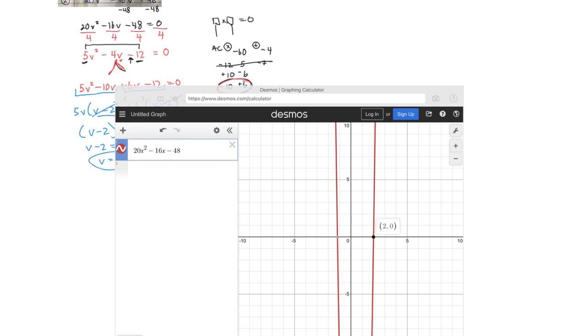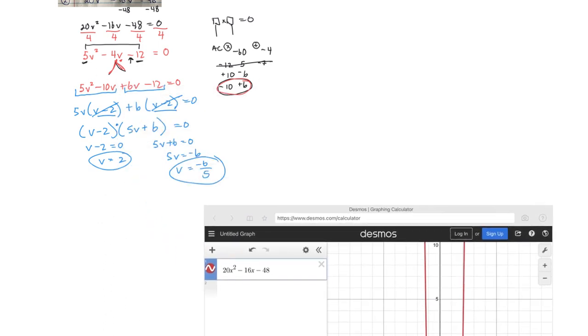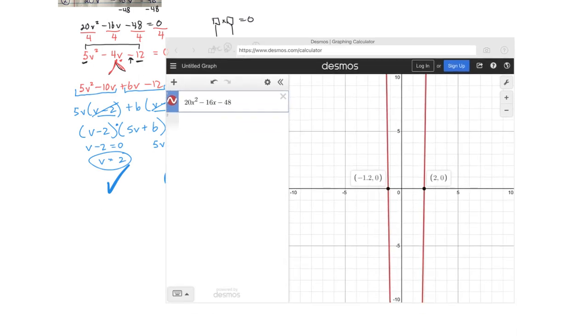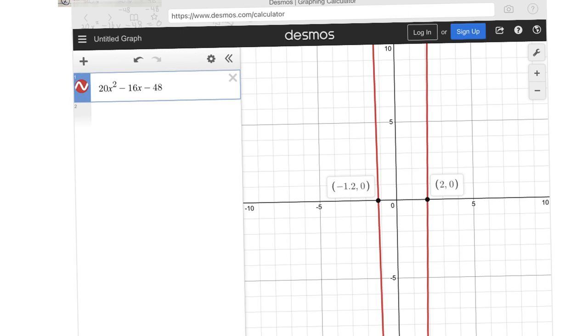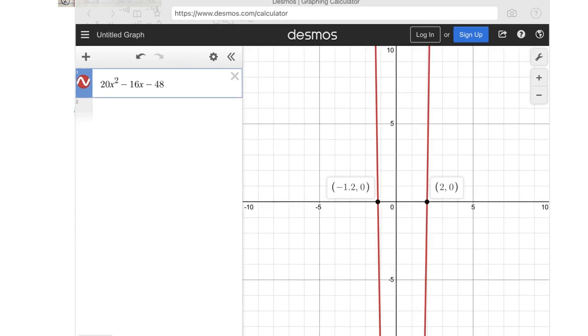One crosses at 2, and one crosses at minus 1.2. What do we get? 2 and minus 1.2. Okay, we got the 2, and I'll bet if you divide that, you get a negative 1.2. Now, another way that you can check that with Desmos is plug in your answers into that function.